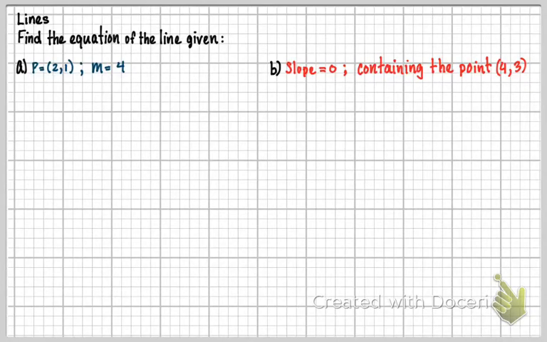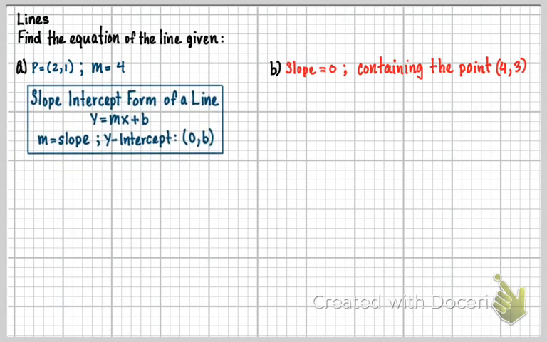Find the equation of the line given. For number 8, it says P is (2, 1) and m is 4, and that means my slope there. So what this would mean is I have to think about that slope-intercept form. And I know that that's y equals mx plus b.